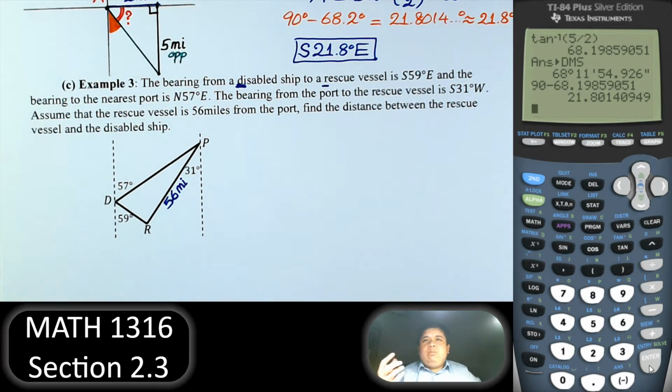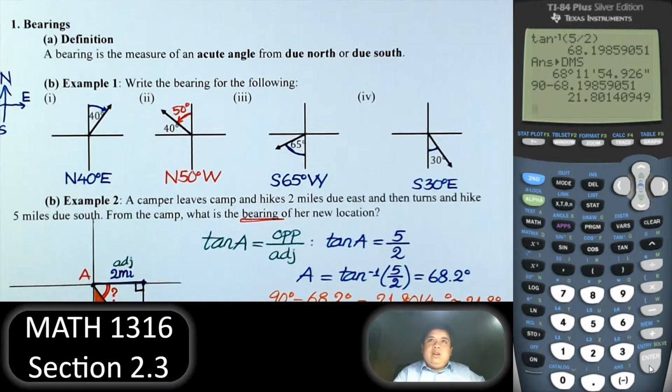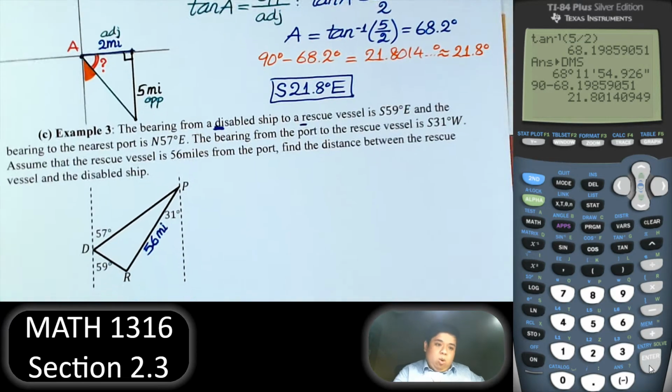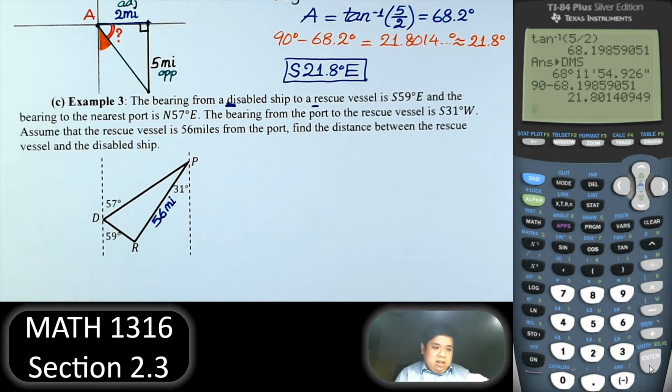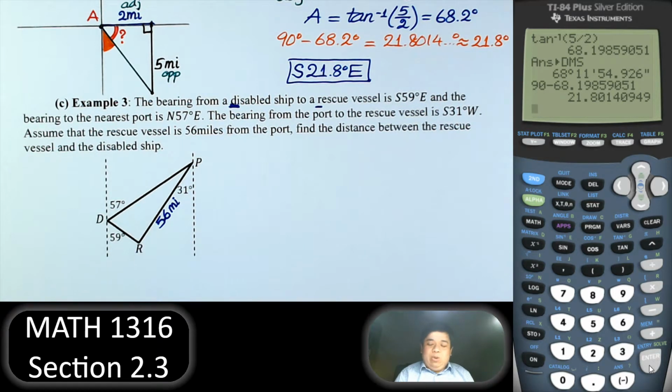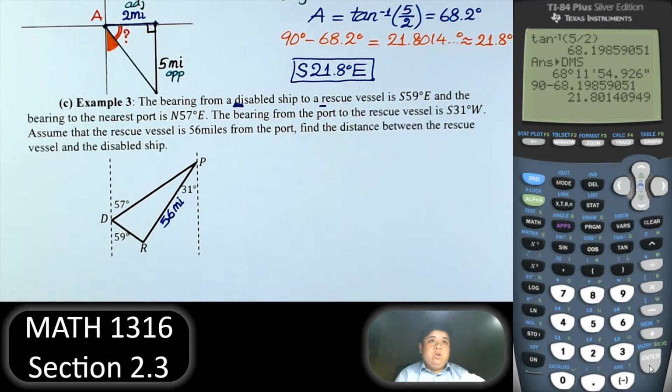Now it looks like something is missing here, right? What's missing? Let's look at the title: applications of right triangles. So where's the right angle? It looks like the right angle is here, but we cannot say that. We have to prove that it's actually a right angle, so we can use trigonometry of the right triangle. So how do we do that?